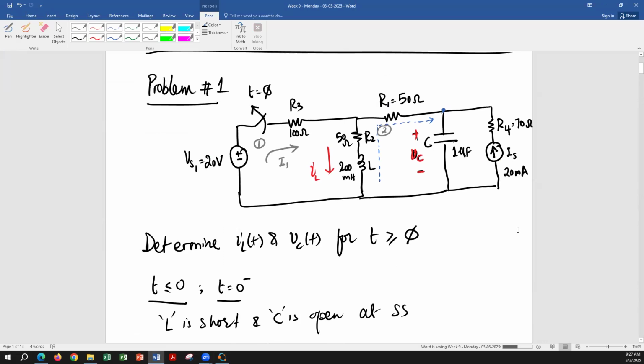Yes, yes. IL is passing through that. L, of course, L is short, so there's no voltage drop in L, but there's going to be voltage drop in R2, and then there's going to be voltage drop in R1. And when you add those two voltages, you're going to get the voltage at the top of the capacitor.